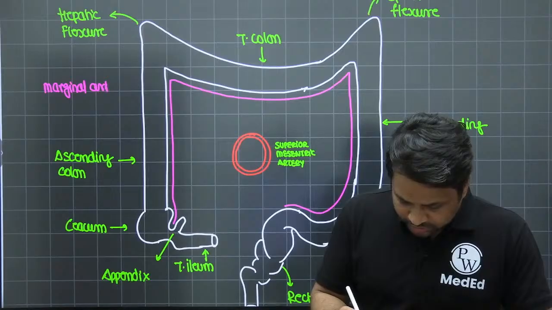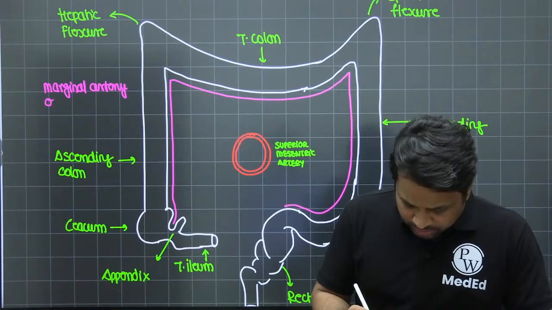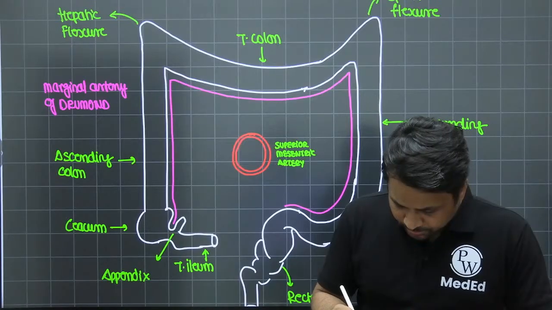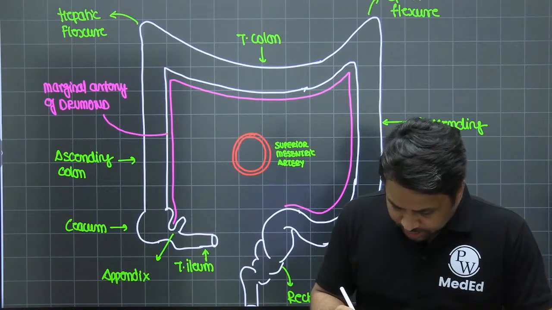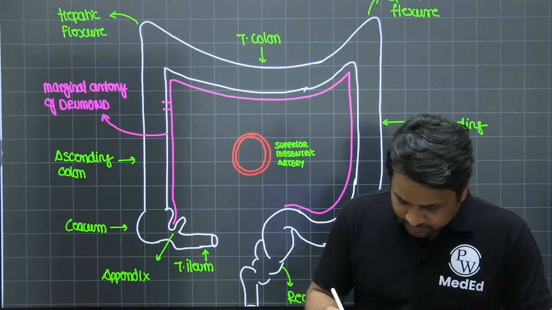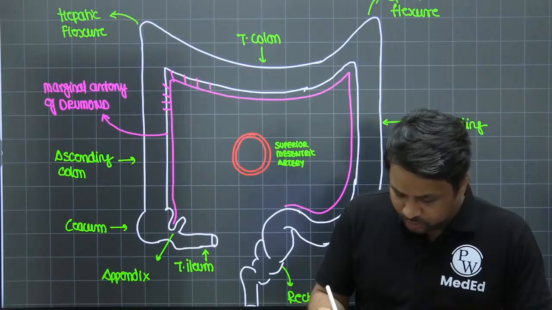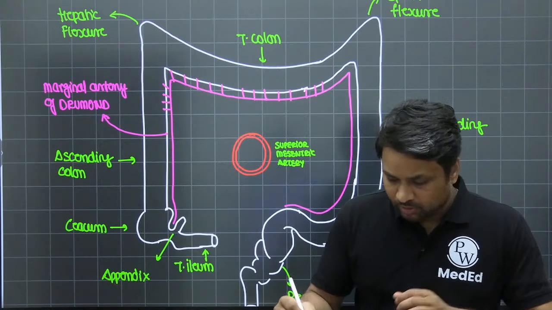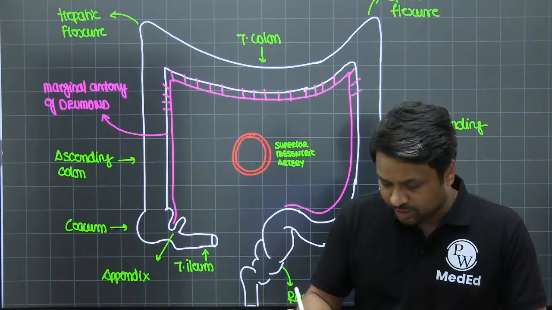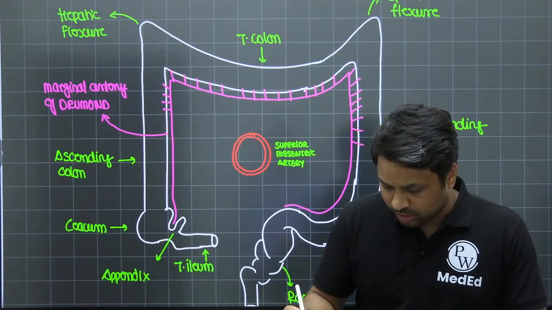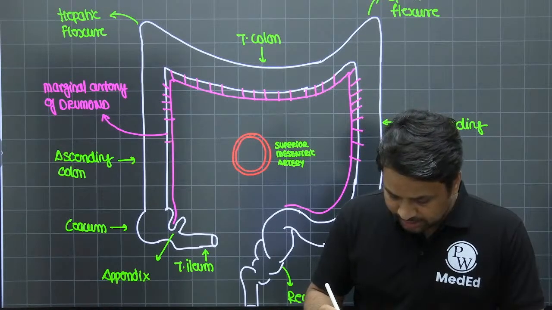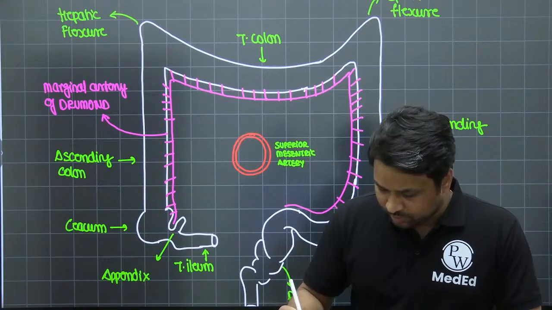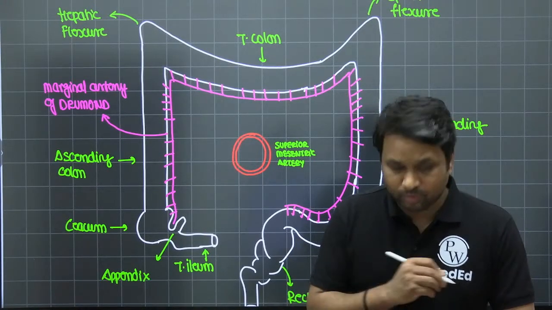This is what we call the marginal artery of Drummond. Now, this marginal artery of Drummond is the one which is going to supply the blood to the bowel wall. But who supplies the blood to this marginal artery of Drummond? That is our takeaway message. We need to understand who is giving the blood to the marginal artery of Drummond.